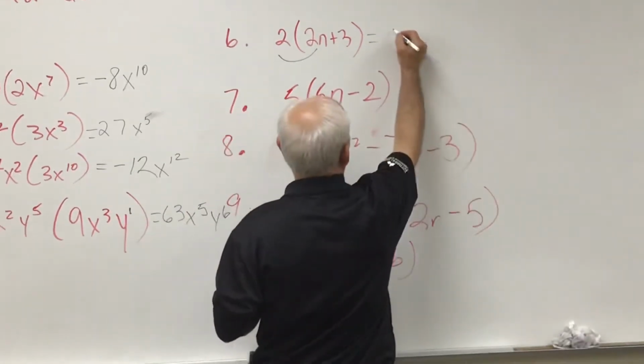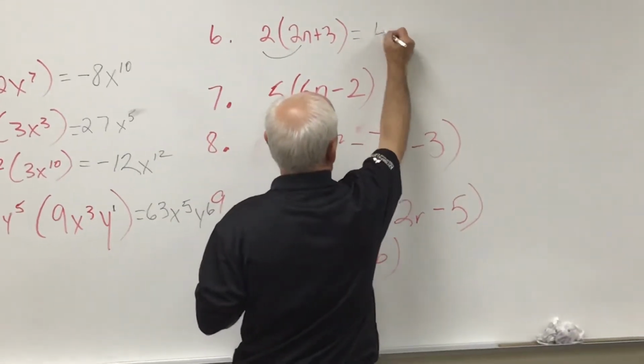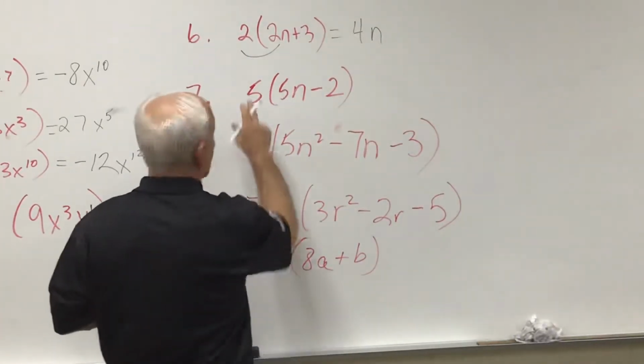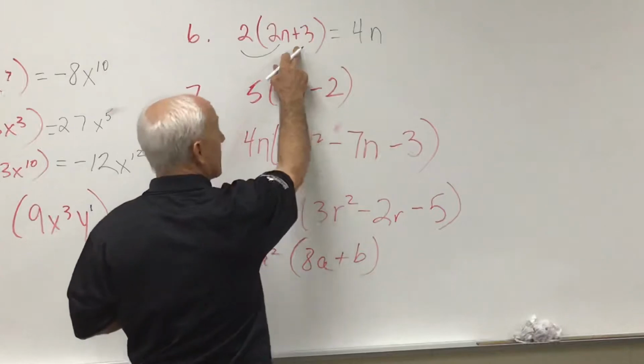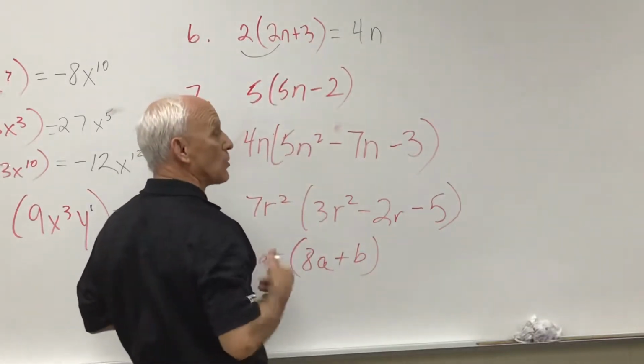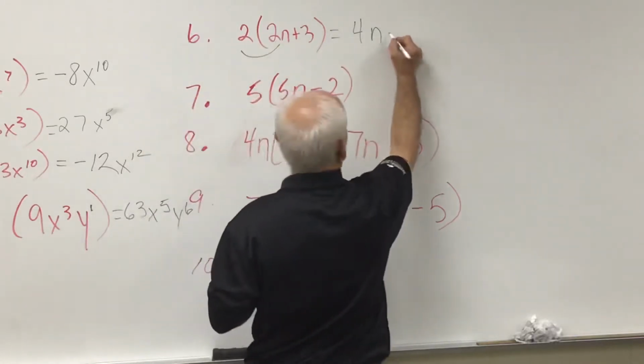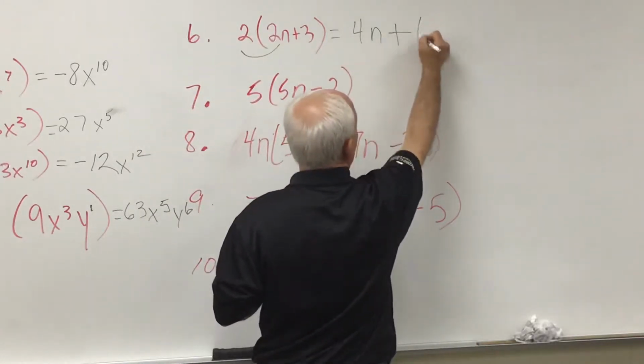2 times 2n is what? 4n, since there's no other variable. And then here, now remember, we're going to have a second part, so we have to have the operation or value sign. 2 times positive 3 is positive what? 6.